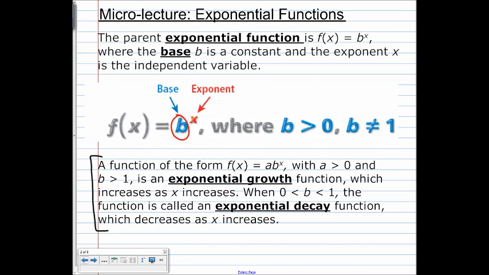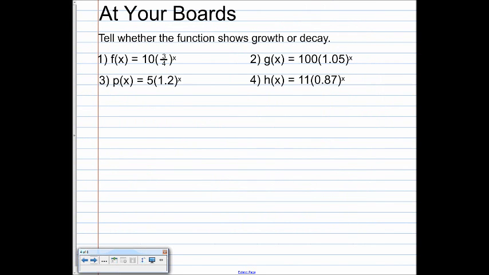All right, so I'm going to go ahead and let you guys stand up, go to your boards so you can figure out for these four if it is growth or decay.